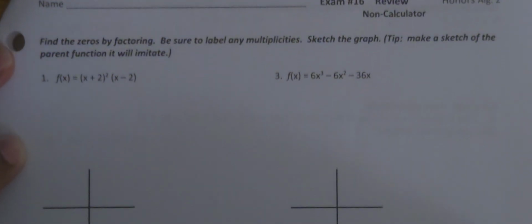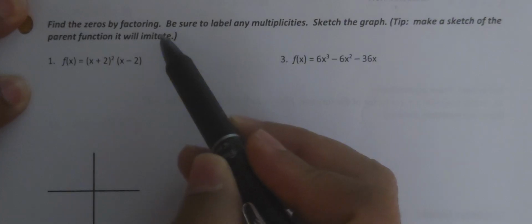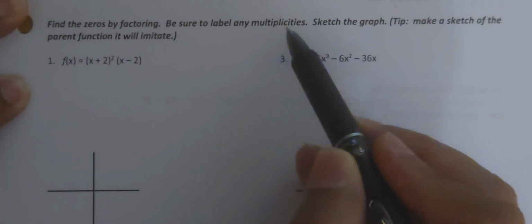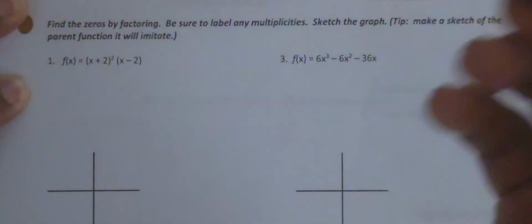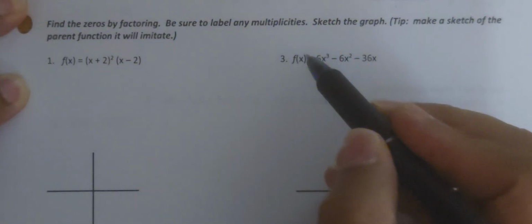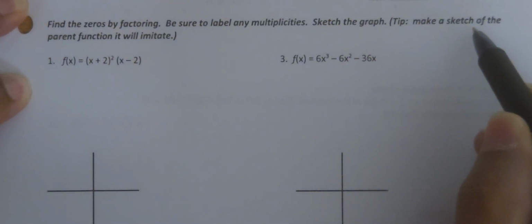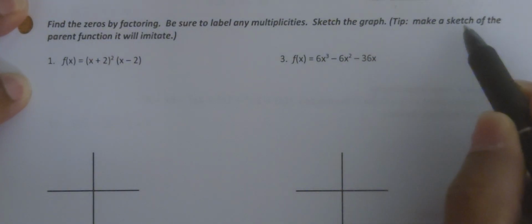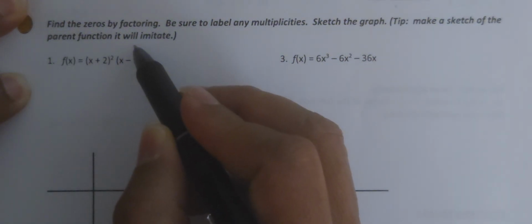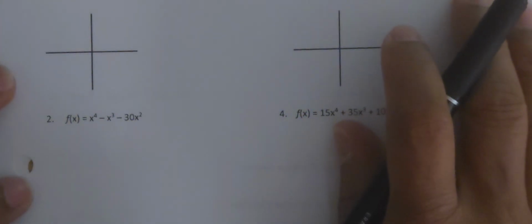Okay, so for number 2 we're being asked, for 1 through 4, to find the zeros by factoring, and then be sure to label any multiplicities. So that means double, triple, quadruple, but we haven't seen quadruple in this course, but we've seen double and triple. And then we'll sketch the graph and make a sketch of the parent function. It will imitate, so I will not do this part for the sake of time. So let's start with number 2.